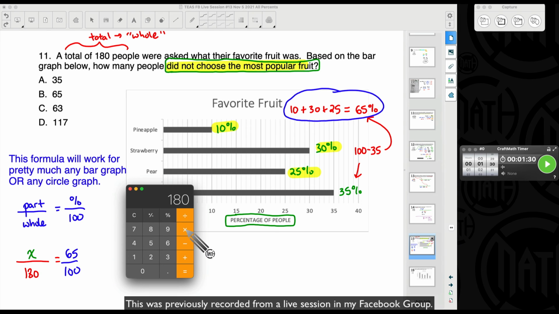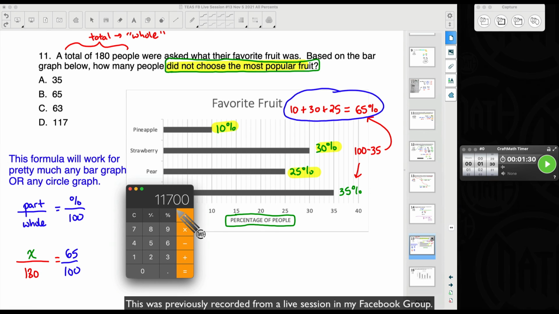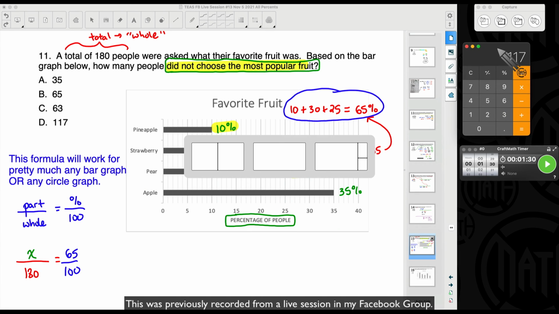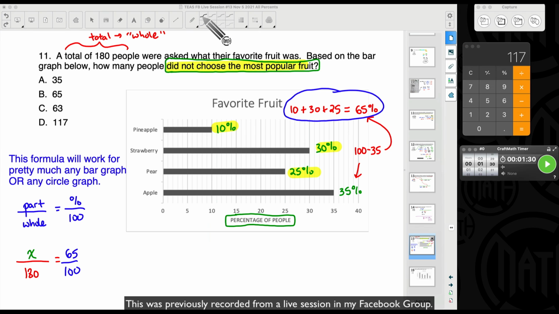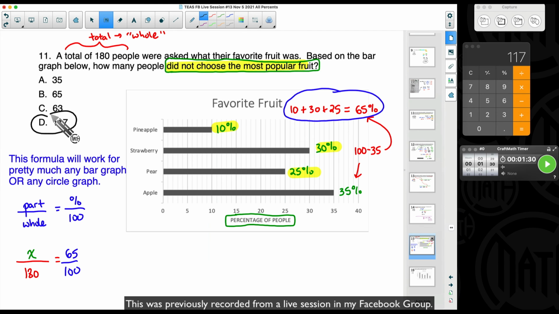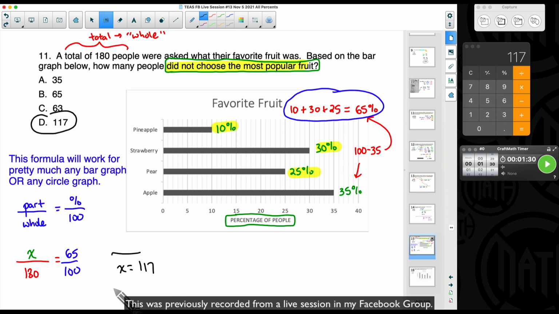So 180 times 65, don't care what that is, immediately divide by 100. And what we have here is 117 people did not pick apples. They did not pick the most popular fruit. Now for my speed folks, we could have done this as well.